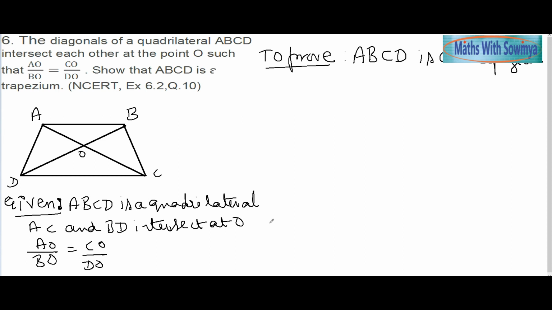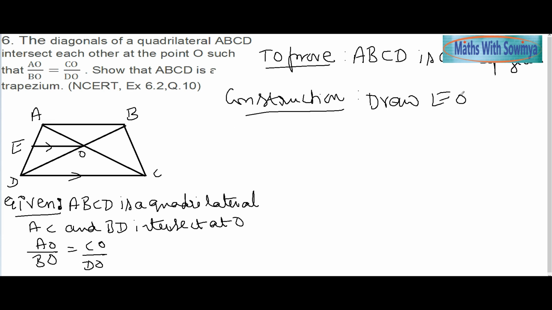You can see I have written the given here. ABCD is a quadrilateral, AC and BD intersect at O. This is what is given to prove. Now let us go with the construction. I am going to draw from O a parallel OE parallel to DC. So I shall say draw EO parallel to DC.